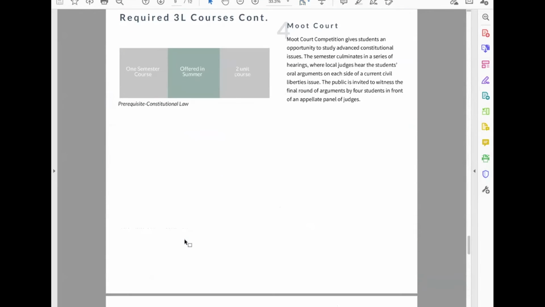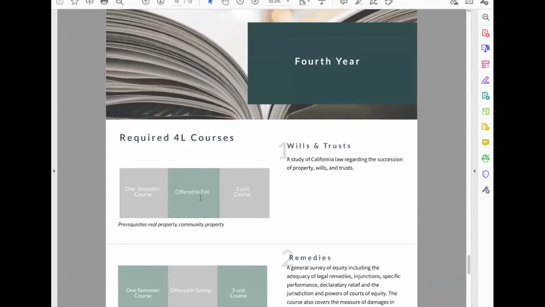And then you have moot court, which is only offered in the summer, remedies, which is only offered in the spring, and wills and trusts, which is only offered in the fall. So there isn't a lot of leeway for them to move their schedule around to get all their requirements done, because they need to take it in a certain semester. And they also have to meet these prerequisites.